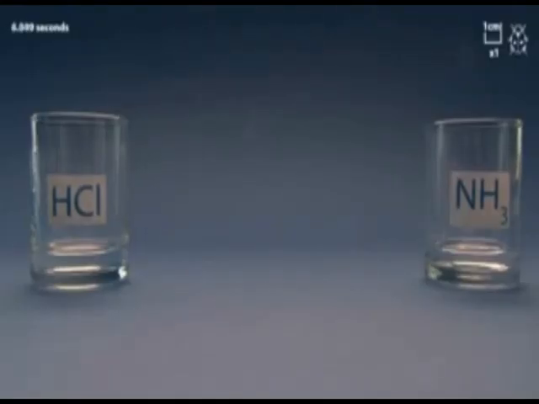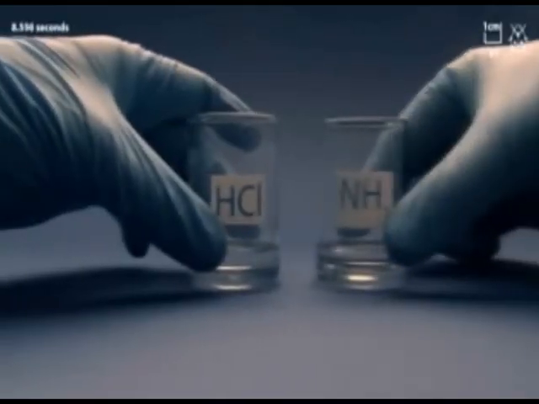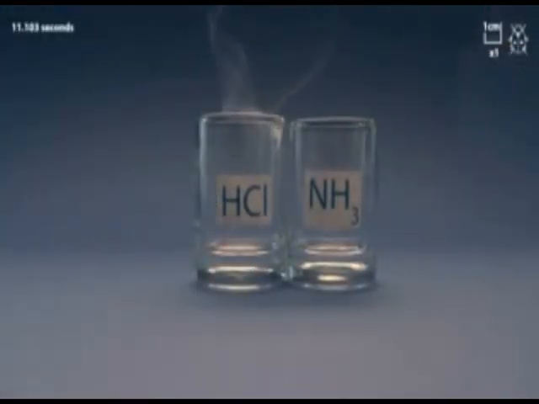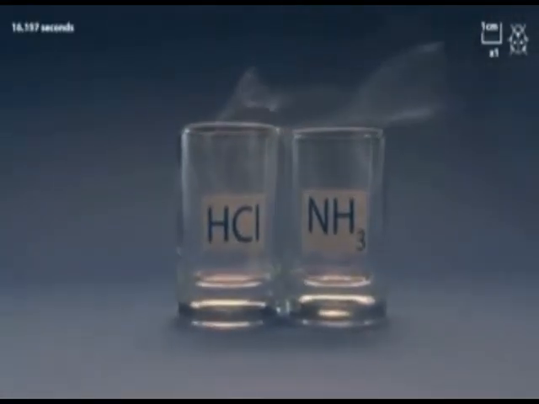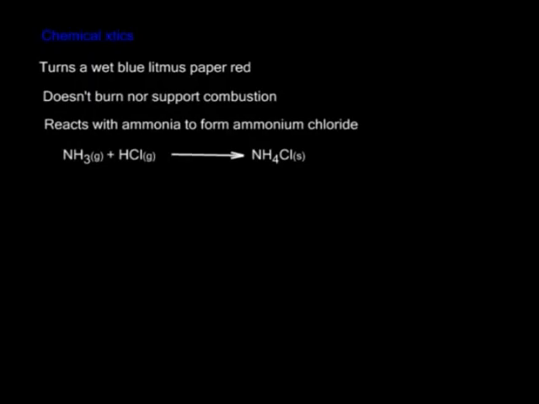Chemically, hydrogen chloride gas turns a blue litmus paper red, showing that it is an acidic gas. Hydrogen chloride extinguishes a burning splint, and this shows that it does not burn and neither does it support combustion. When a beaker containing hydrochloric acid and another containing ammonia solution are brought in close contact, white fumes of ammonium chloride are formed. This is due to the reaction of hydrogen chloride gas and ammonia gas liberated from their respective solutions.